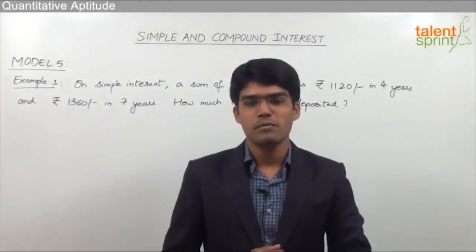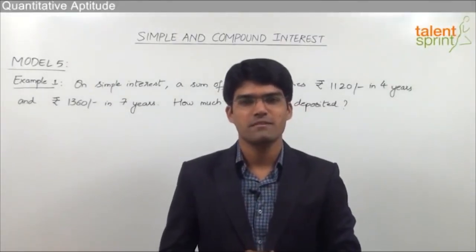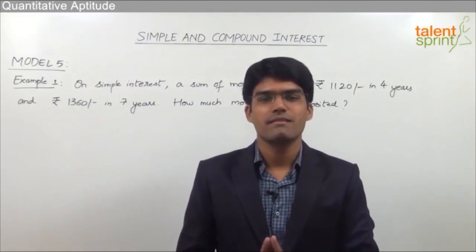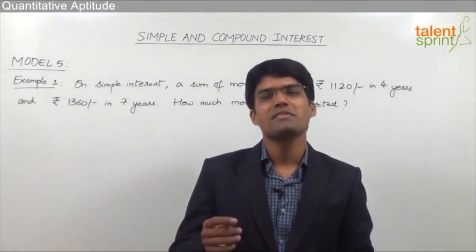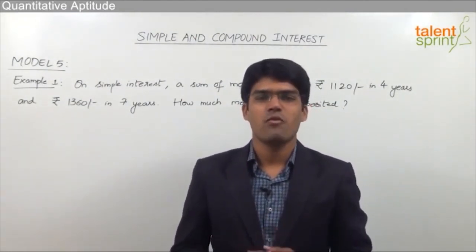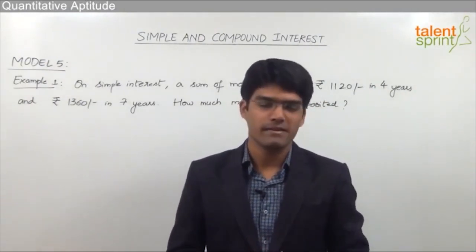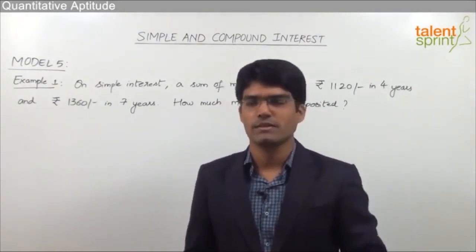Let us now take the fifth model from simple interest and compound interest, where we are going to discuss questions where the total amount for 2 different periods is given and we are supposed to find out the principal amount or the rate of interest. Let us have a look at the first question.